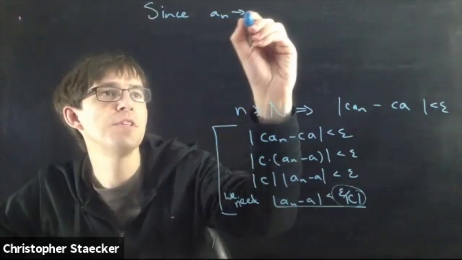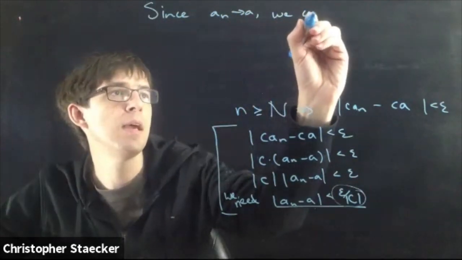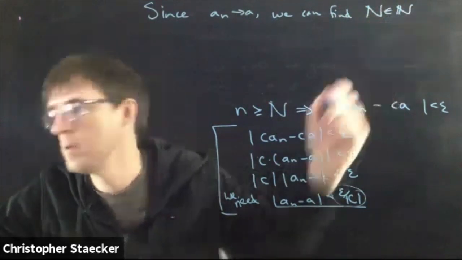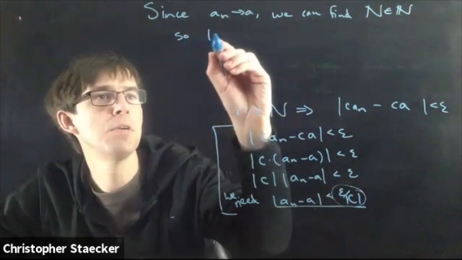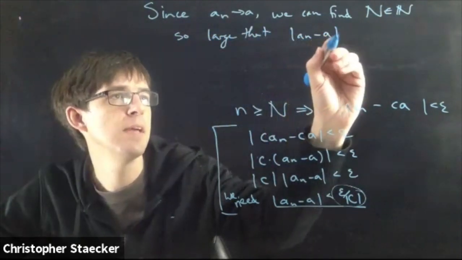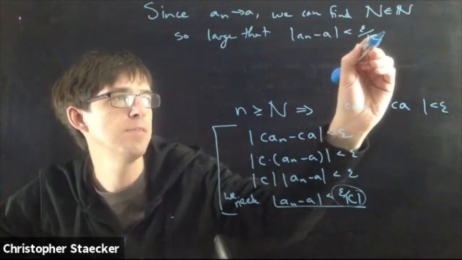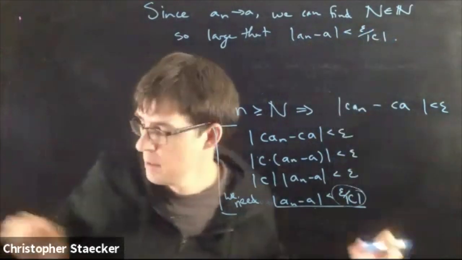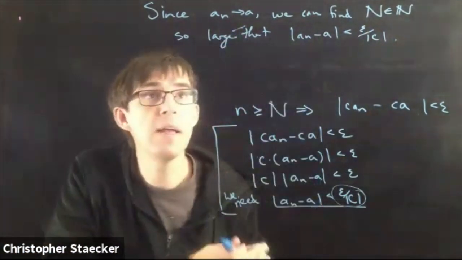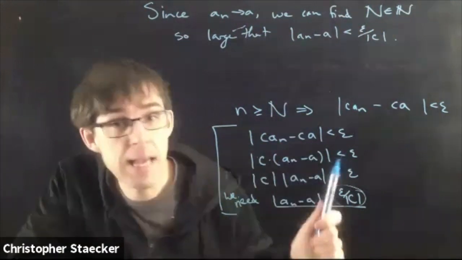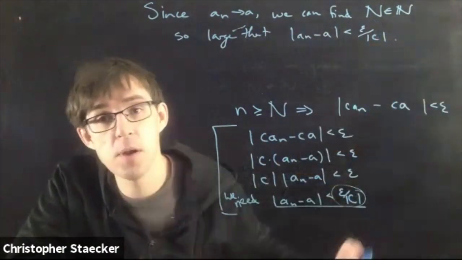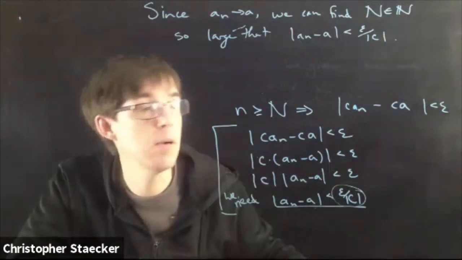Since AN converges to A, we can find some big N, a natural number, so large that AN minus A is less than epsilon over absolute value C, all right? This is because the definition of what it means for AN to converge to A is that for any epsilon, we can make this less than epsilon. So in particular, I can make it less than epsilon over absolute value of C, all right?